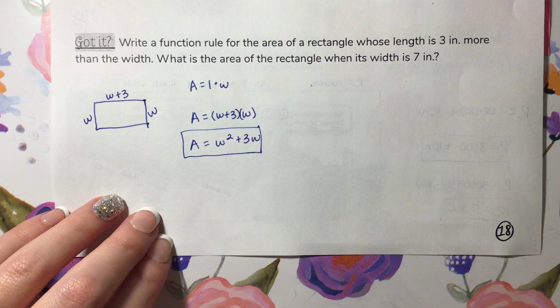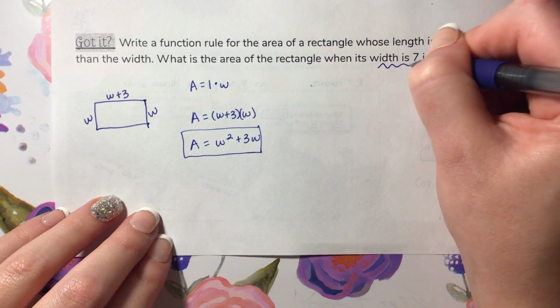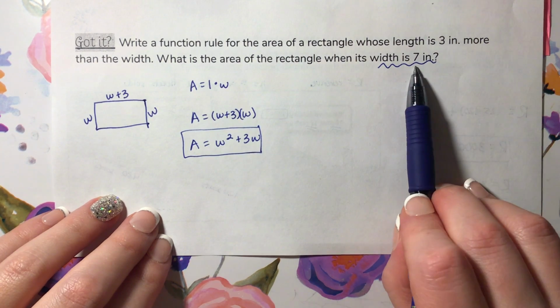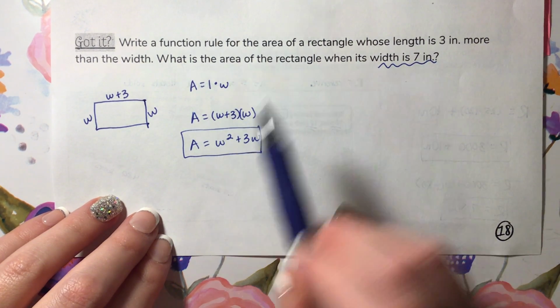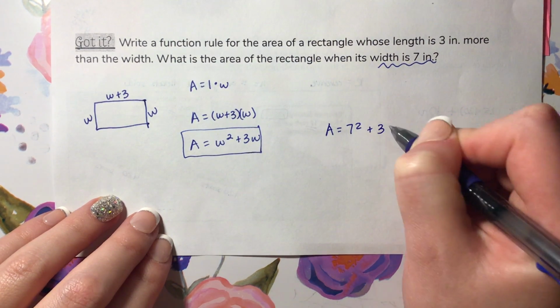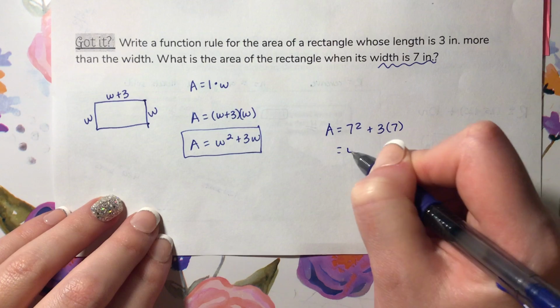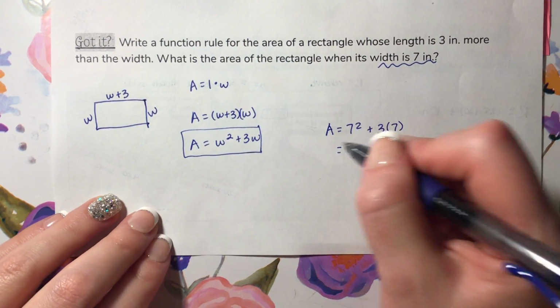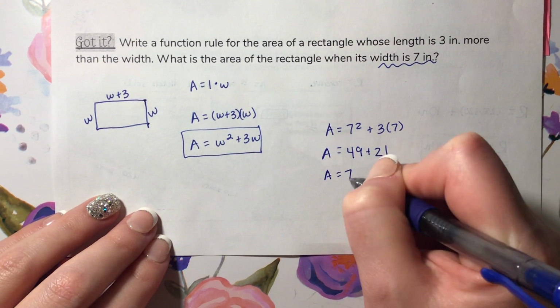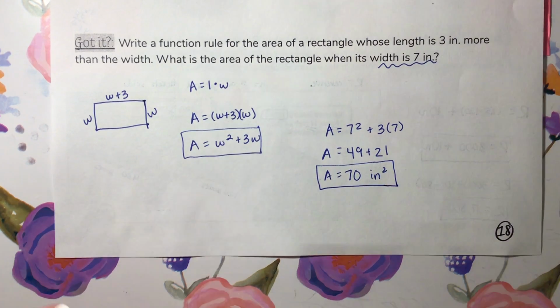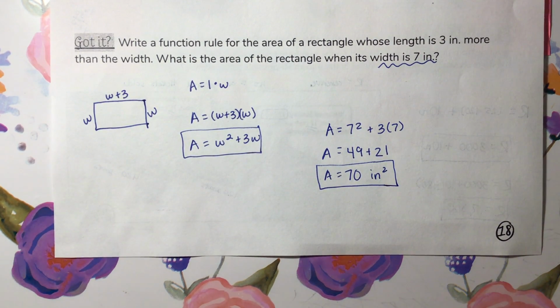But what if, just in this particular situation, the width is 7 inches? Well, I'm going to take this 7, and I'm going to substitute it in for W, and I'm going to get area is equal to 7 squared plus 3 times 7, which is equal to 49 plus 21. So then that area is going to be 70 inches squared for my final solution. And there you have it. That is writing a function rule.